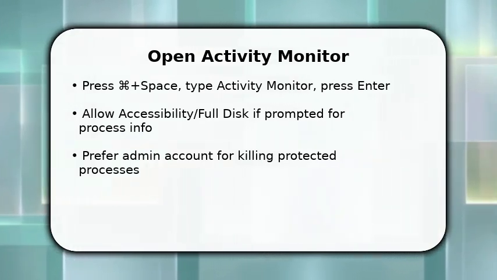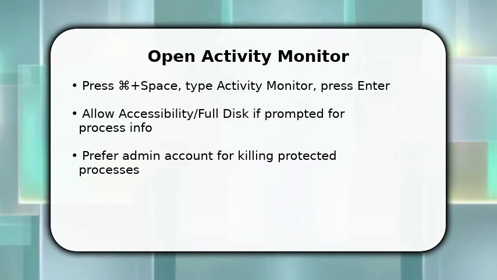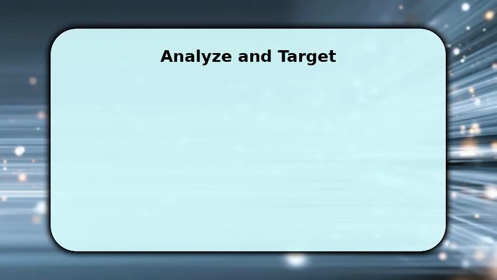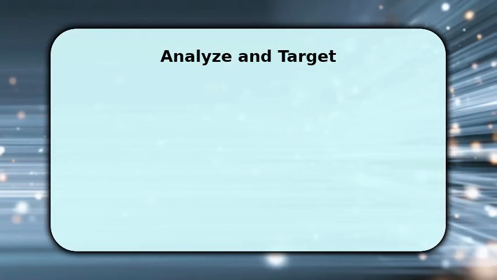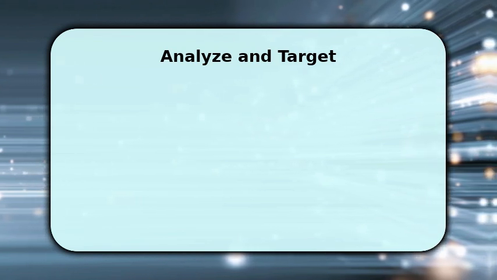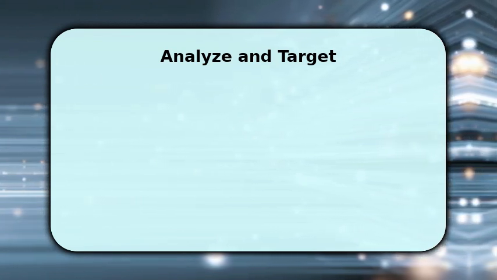Once done, glance at the CPU tab to see real-time usage, and note any process consuming excess. You now analyze and target the problematic process. Sort the list by CPU, memory, or energy to find outliers. This gives you the fastest clue about what's wrong.